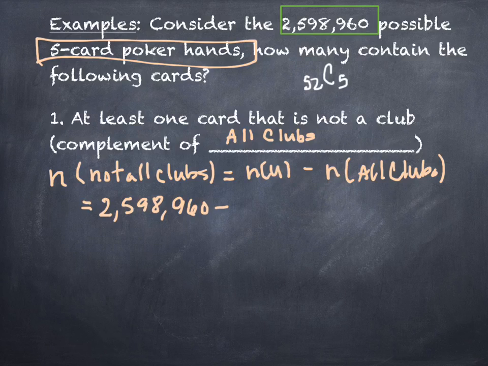Thank you, Stephanie. Yes, it's 13 because there's 13 clubs. Why is it a combination? Order doesn't matter, that's good. And why is it a 5 at the end? I need a 5-card hand.